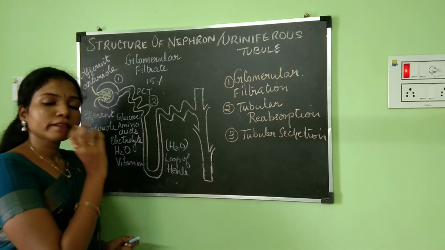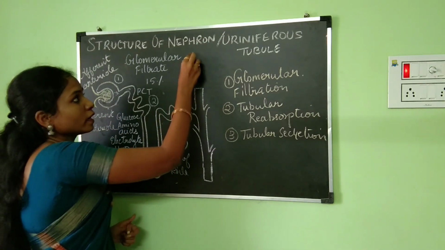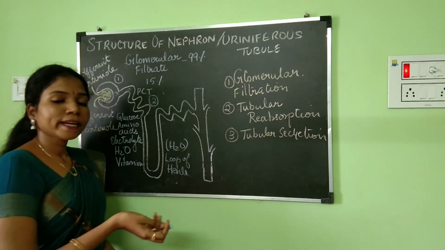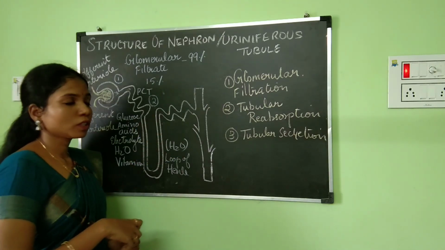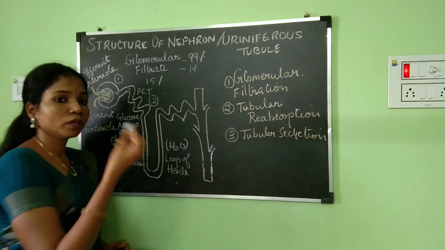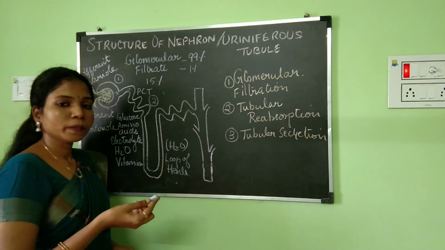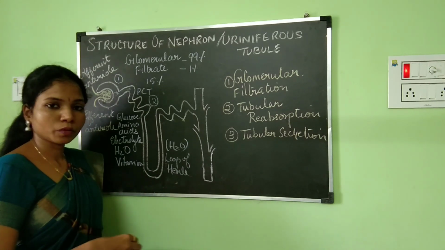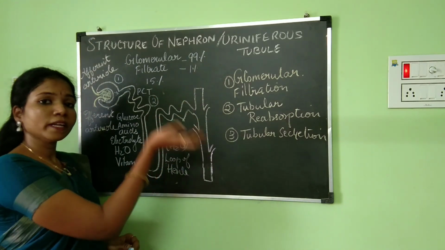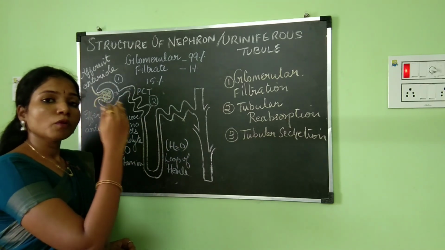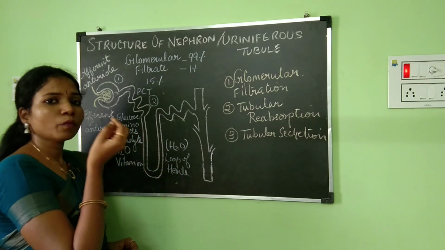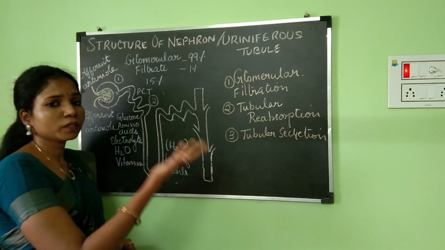Now in the entire glomerular filtrate, 99% of the glomerular filtrate will get reabsorbed back into the blood circulation, and the remaining 1% of the glomerular filtrate is only going to be excreted out as urine. Okay, so 99% of the glomerular filtrate is going to be taken back, because most of the substances are essential substances and only the remaining 1% are going to be the waste.